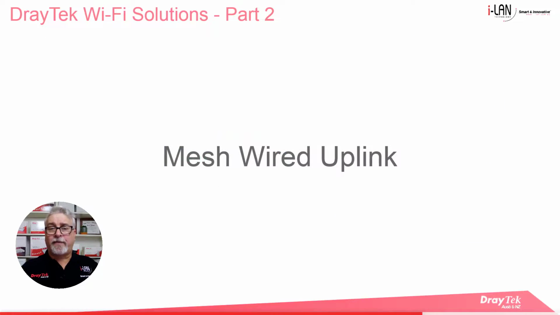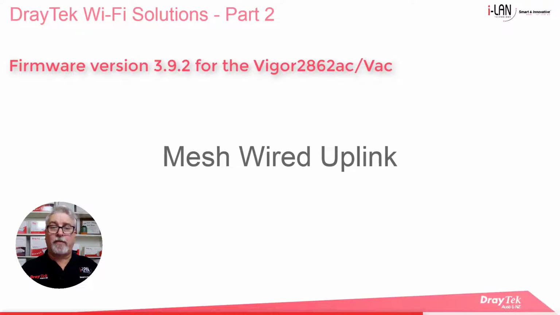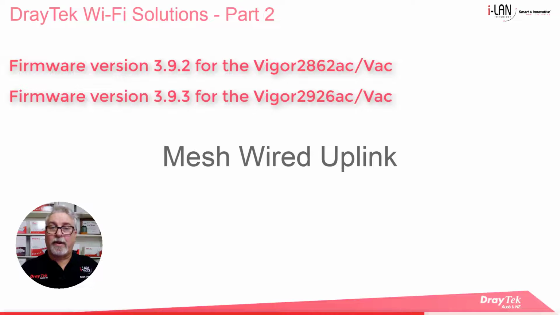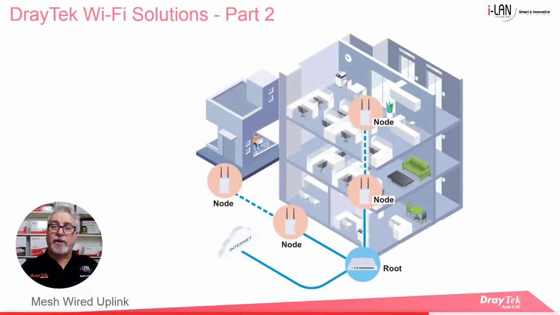Okay, the latest firmware version 3.9.2 for the VigorAP 2862 AC or VAC and 3.9.3 for the VigorAP 2926 AC or VAC wireless routers include the Wi-Fi mesh feature, which also supports access points connected to the router by cables. This is known as mesh wired uplink. When using a Wi-Fi router as a mesh root, VigorAP mesh nodes can be connected to it via cables or Wi-Fi.